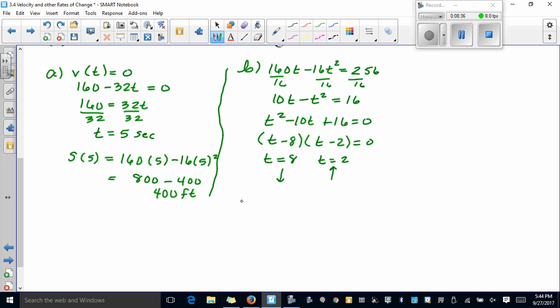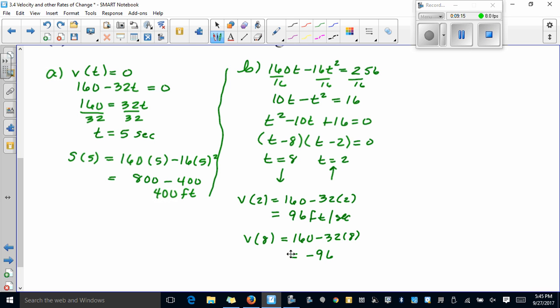So V of 2 is going to be 160 minus 32t, or 32 times 2, which gives us 96. Let's see, this is feet per second. That was the velocity on its way up. On its way down, we have 160 minus 32 times 8. And this time we get negative 96 feet per second.